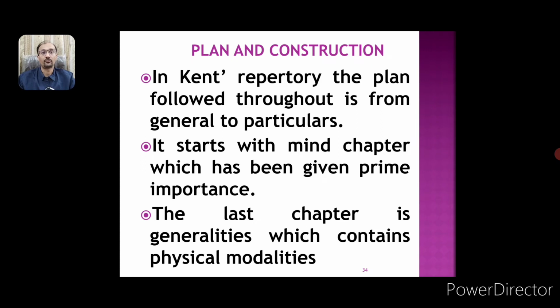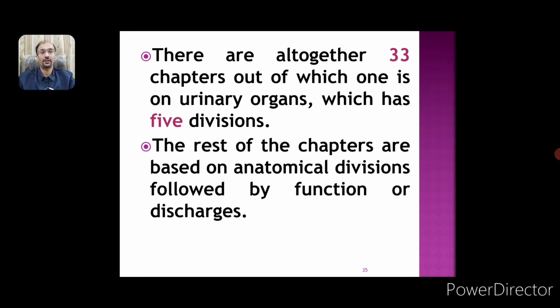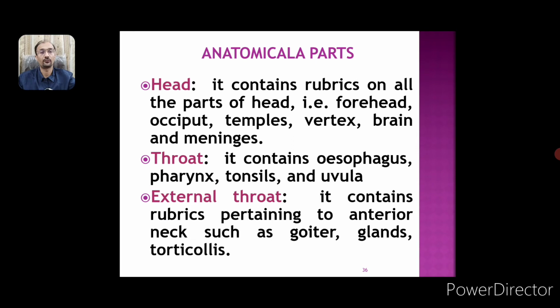Now plan and construction. In the repertory, throughout, the plan was based on the simple logic from general to particular, deductive logic. The first chapter is mind and the last chapter is generalities. The total number of chapters is 33, and urinary organs, a chapter containing 5 different divisions, if you consider those 5 sections as separate chapters, the number of chapters rises to 37. The rest of the chapters are based on anatomical divisions followed by function or discharges.